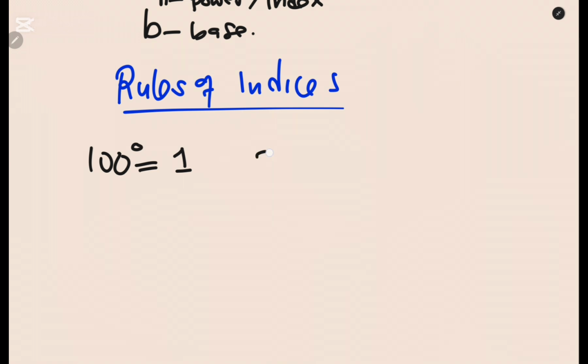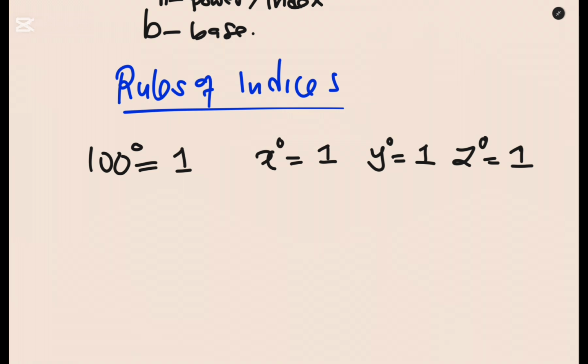All right, let us put another one. Let's say x raised to the power 0. This is still 1. Y raised to the power 0 is still equal to 1. Z raised to the power 0 is equal to 1. This is the reason why the first rule states that any number raised to the power 0, the answer is equal to 1. So that is the first one that you should know.